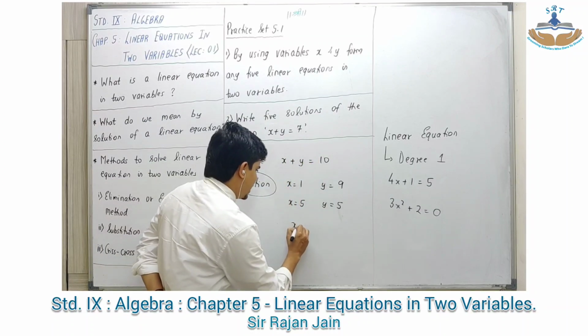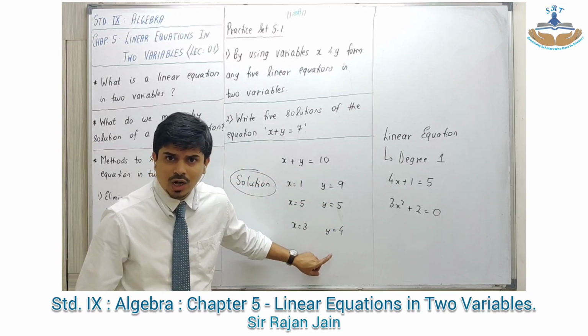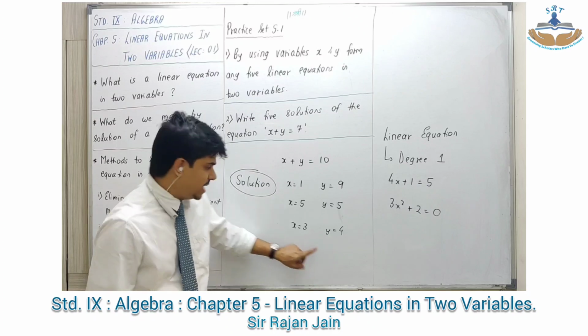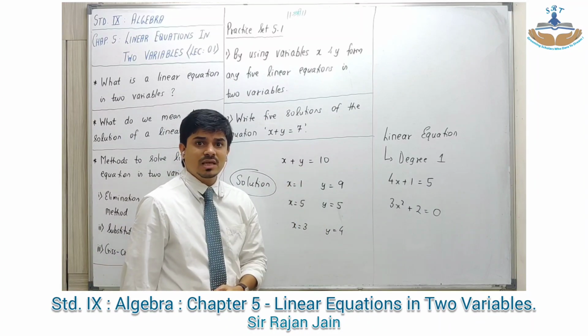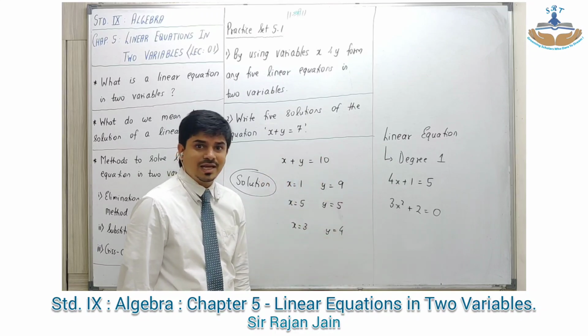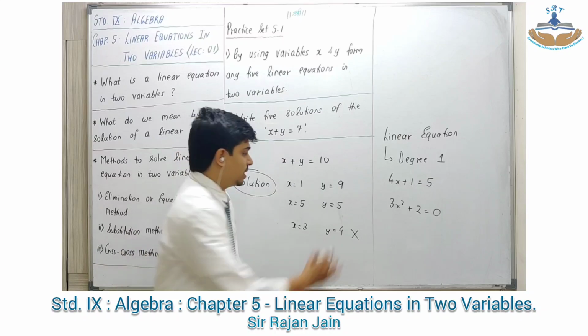Okay, suppose if I take x is equal to 3, y equal to 4, will this be called a solution of the equation? Let's see. X के जगह पे put 3, y के जगह पे put 4. 3 plus 4, answer is 7. Your left hand side is 7, right hand side is 10. They are not equal, so this is not the solution of the equation.